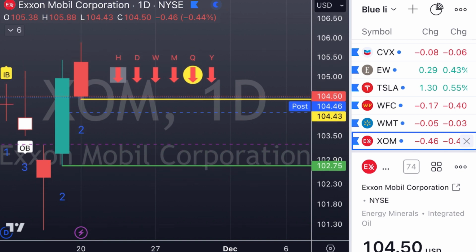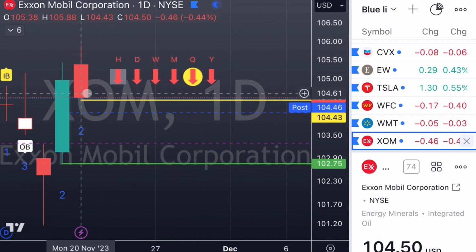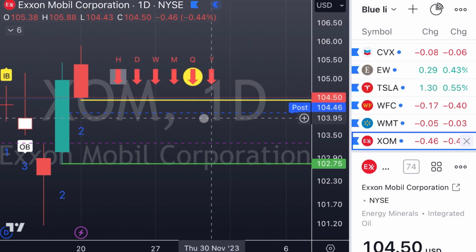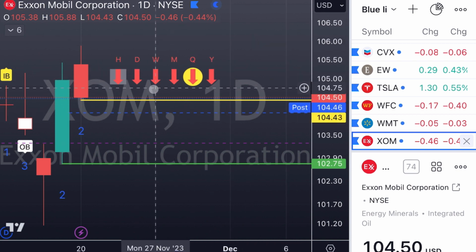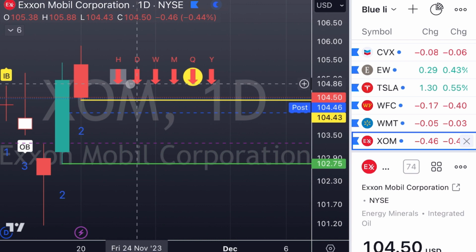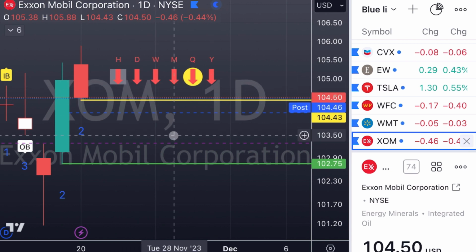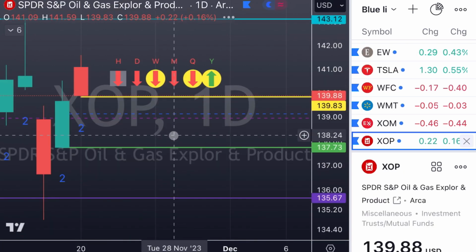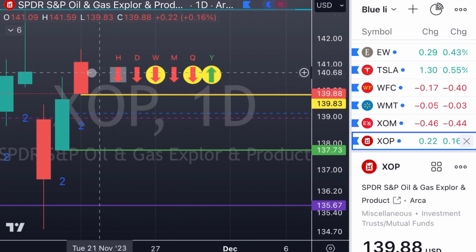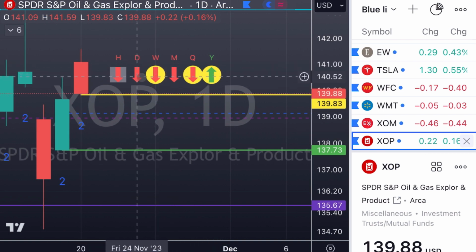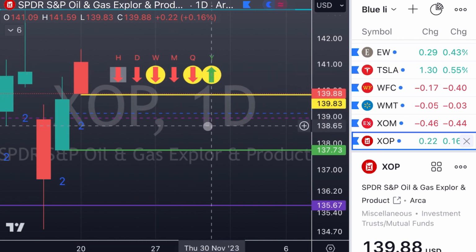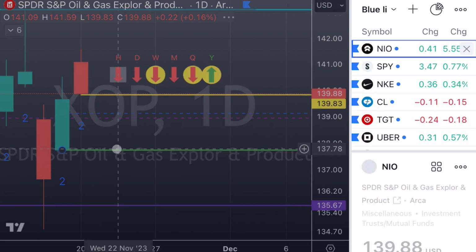XOM, there's that 2 up that finished red. We're looking for 2-2 reversals. A 2 up, 2 down reversal into full time frame continuity. Reversals into time frame continuity. Puts at 104.43. And XOP, 2-2 reversal into time frame continuity. Okay, puts at 139.83. First target marked out for you guys.